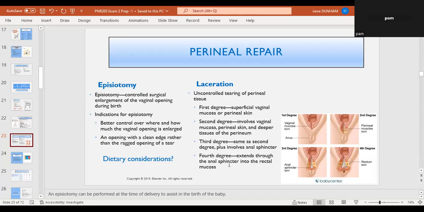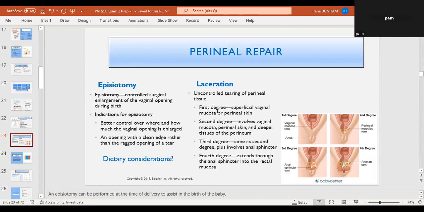And then for pharmacology, you can have Colace, a stool softener. With a laceration or an episiotomy, the patient doesn't want to have a bowel movement. Okay, so you've got to help her get over that fear.